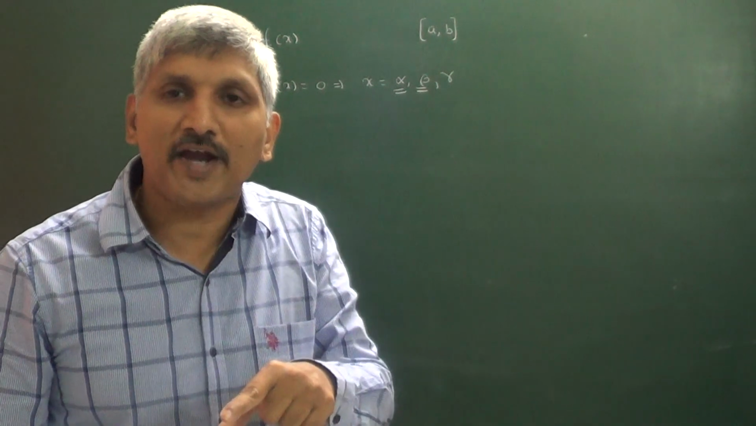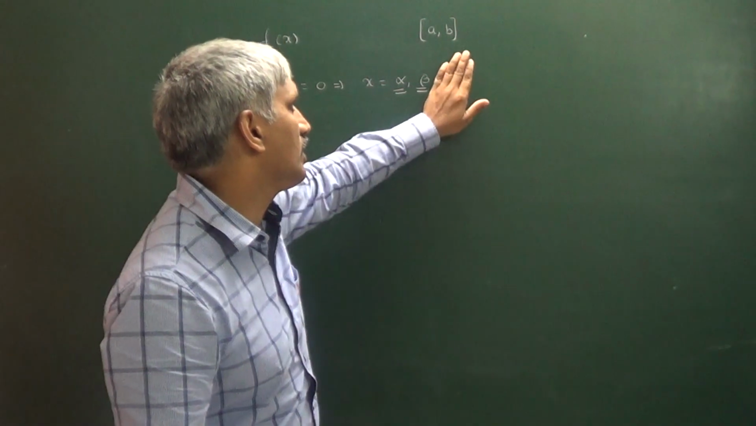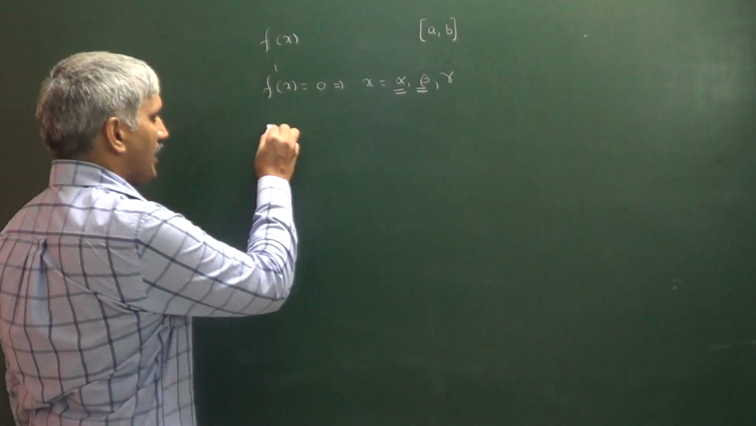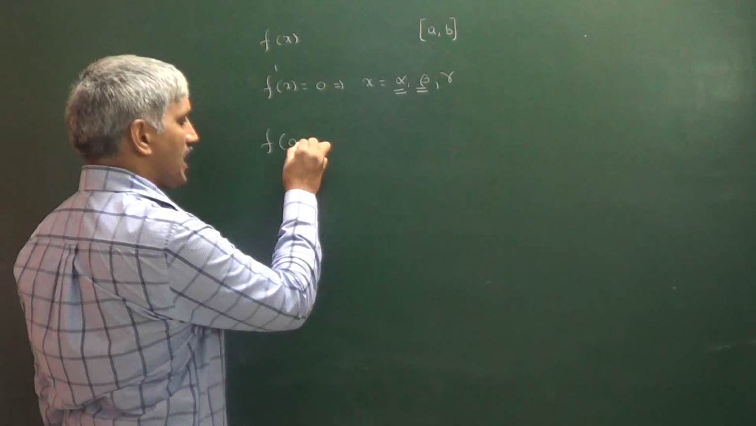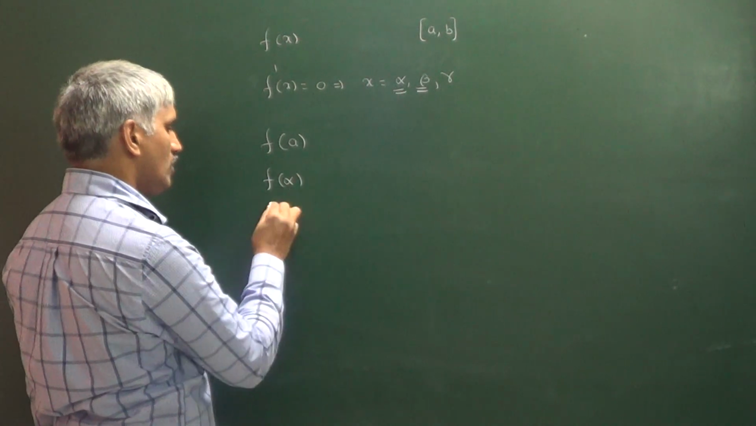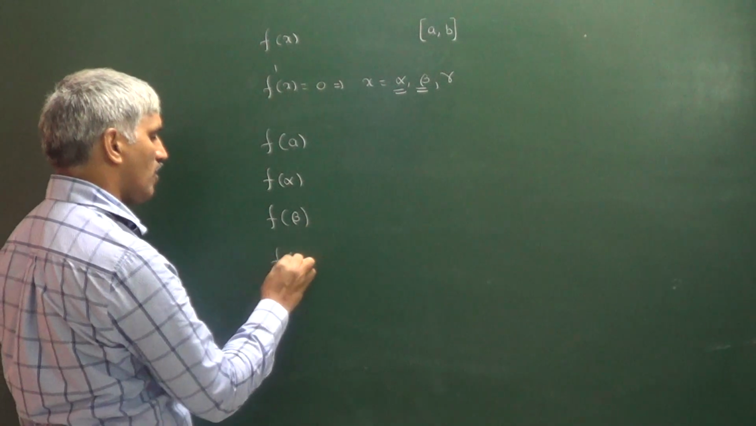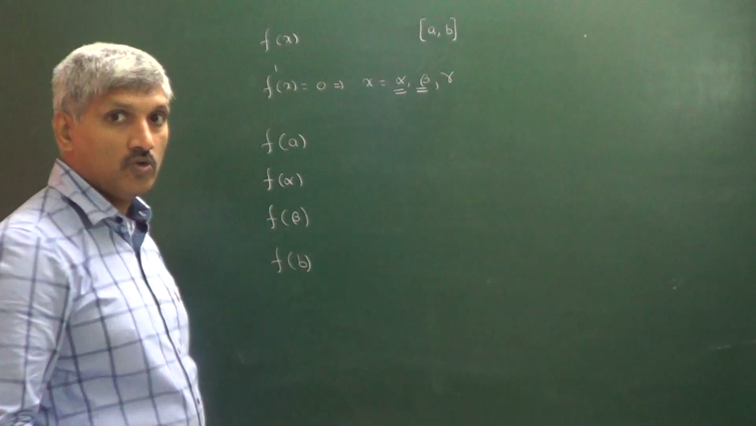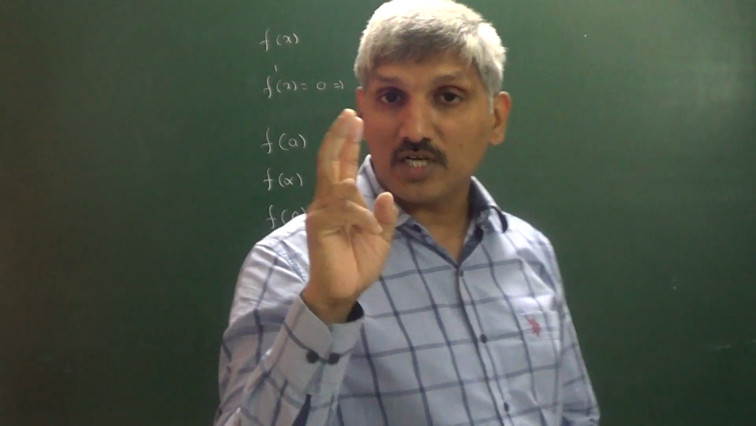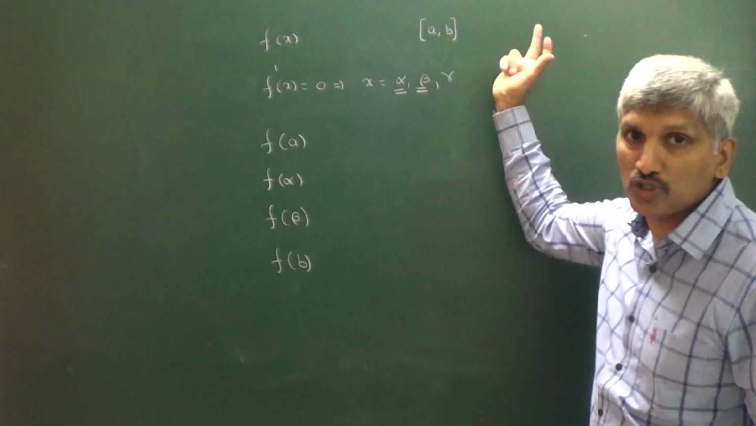He is asking to find maxima and minima value in that boundary only. So that's why forget about gamma. Now what to do? Find out f of a value, the end point of the interval. Find out f of alpha value. Find out f of beta value. And find out f of b value. No need to bother about gamma, because gamma is not in our range. Gamma is outside this boundary.